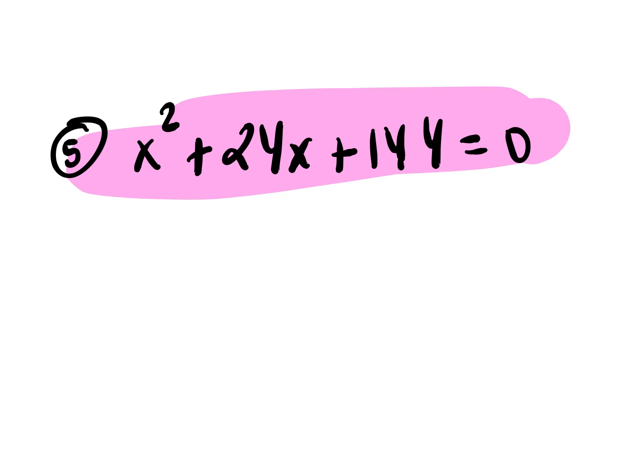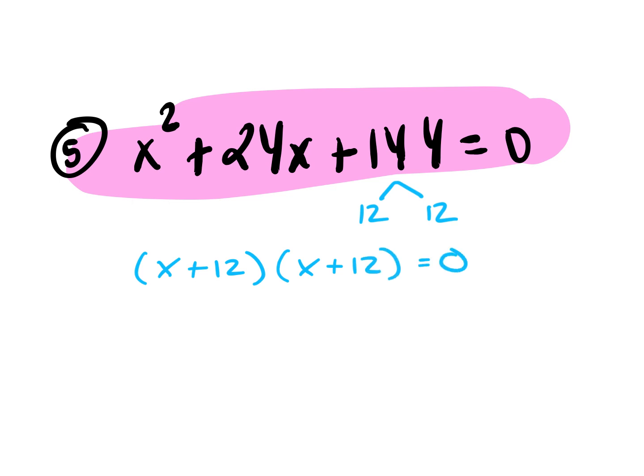So 5, our leading coefficient's 1, so we can just factor it normally. What are 2 factors of 144 that add to 24? 12 and 12. So this factors into x plus 12 times x plus 12. Now, not only do we have to factor, but we have to solve, so we can't just stop here. What would I do next?